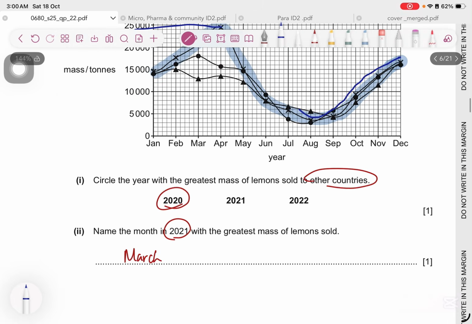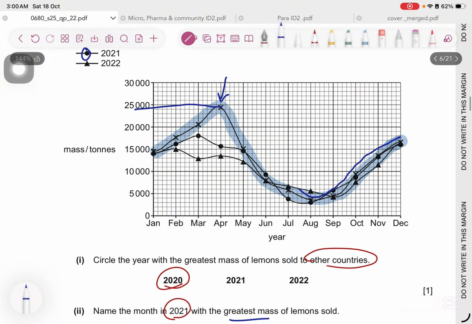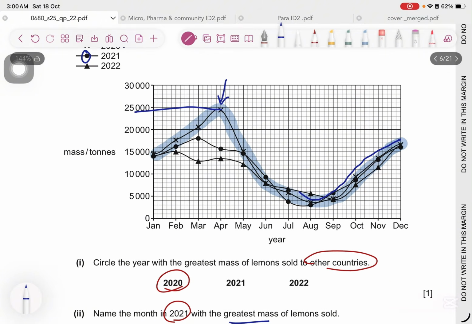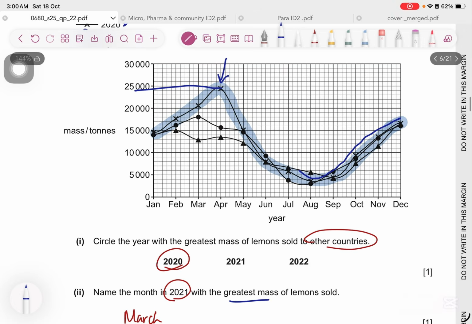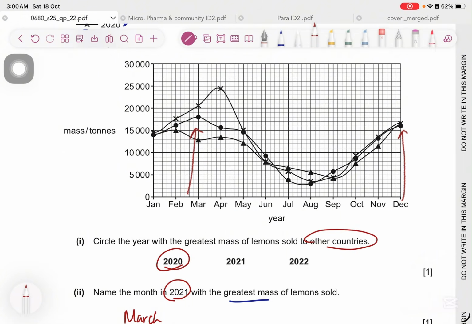Name the month in 2020 with the greatest mass of lemons. 2020 was the cross, so you're going to find this one, the peak. Okay, so it peaks over here. But please compare this peak to this peak, okay? Because sometimes the other one is the correct answer. So compare them. Draw a line here like this to verify, and then draw a line like this to verify too. You're going to find that this one is higher, so you're on the safe side, right?